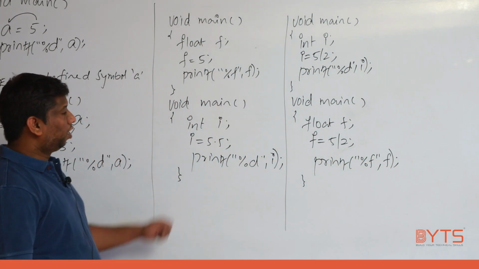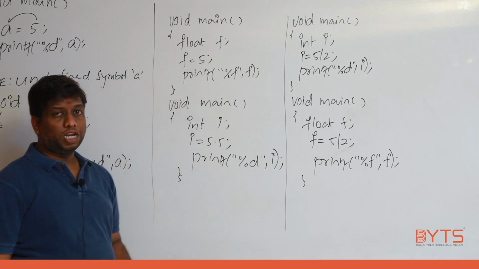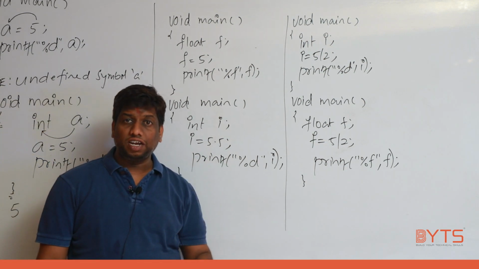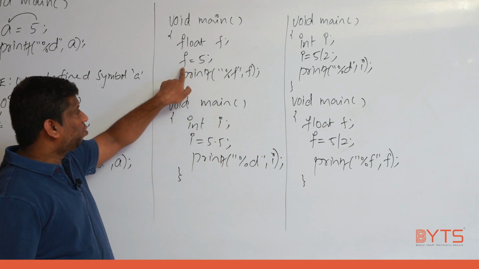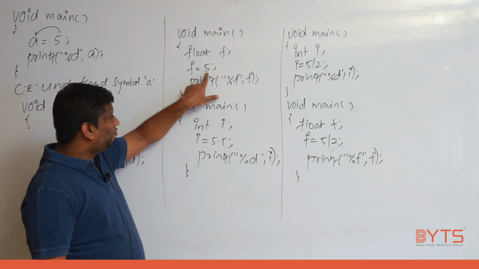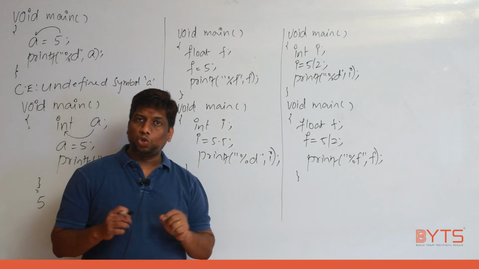Well, can you please tell me 5 is what type? Integer type. f is what type? Float type. Is it possible to assign integer data to a float variable? Understand? We are trying to assign integer data to a float variable, correct? Yes, there is no problem at all.